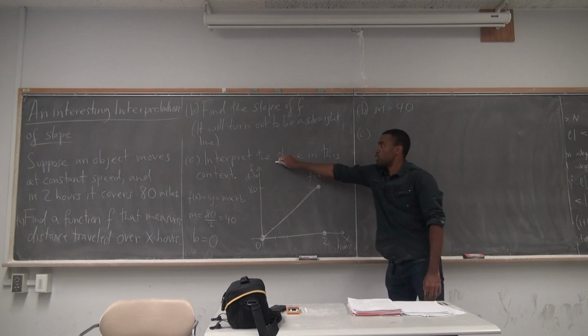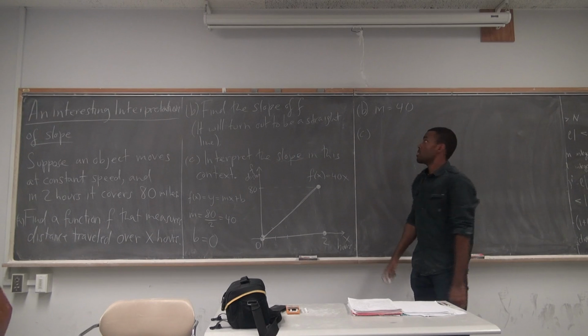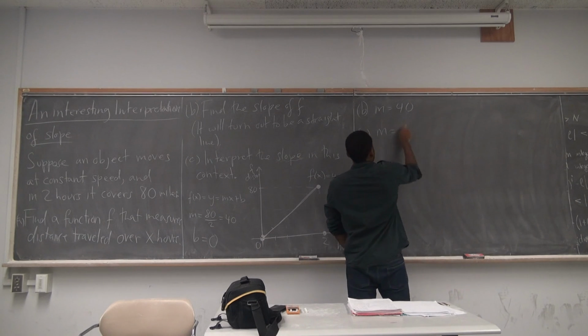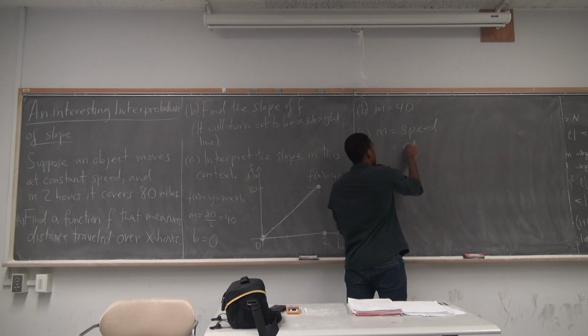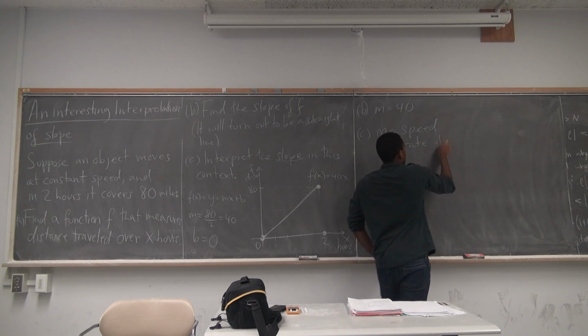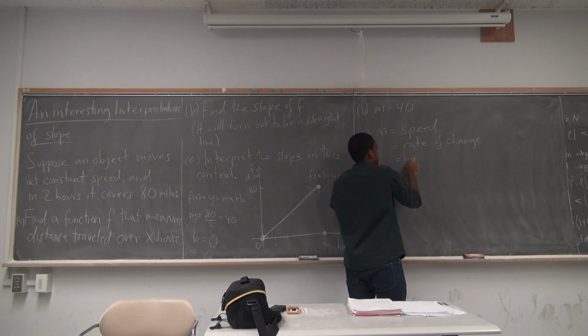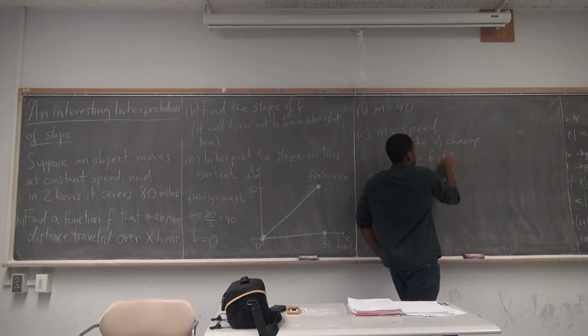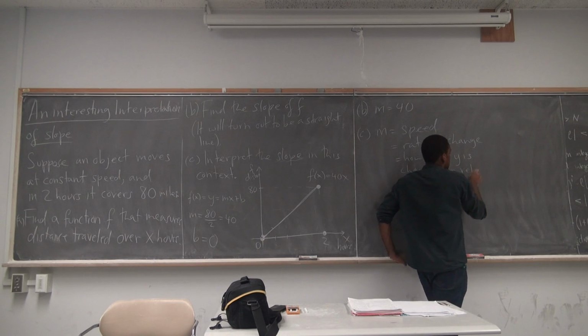Yeah, well, we know it's the slope. Interpret it. What does it mean? Distance traveled. Speed. The slope is the speed. It's the rate of change. It's how fast the thing is going, right? It's how fast y is changing in relation to x. How do I even know it's speed?